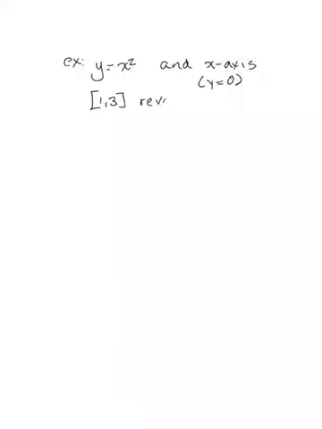All right, so let's do an example. We have y equals x squared. The shape is bounded by y equals x squared and the x-axis, which is also y equals 0. We also are going to bound that shape by 1 and 3, and it's going to be revolved around the y-axis.